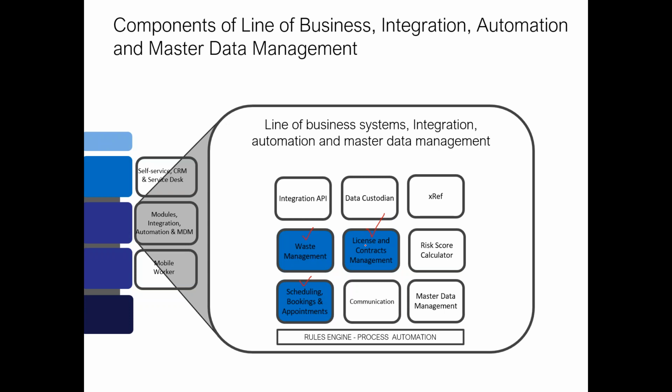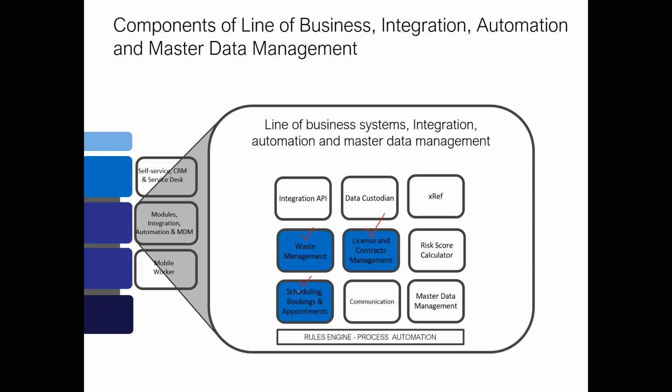Permits and contracts would apply to something like a skip or scaffold license, or whatever it might be, or a temporary license for a public building to serve alcohol. All those sorts of things exist, or taxi licensing. All of them can be used across multiple service areas. That's really how we've designed and packaged these things.